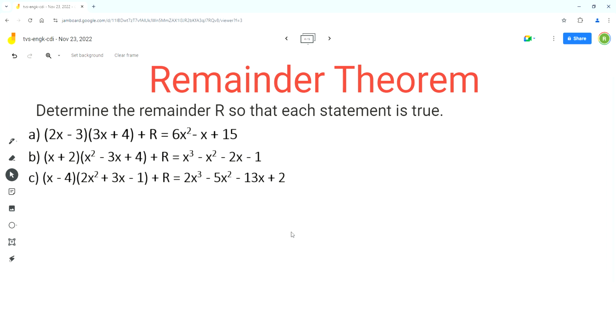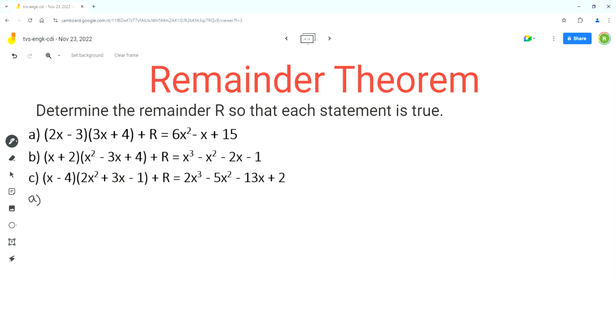So in this video, we'll solve this problem using the concepts of polynomial functions. As per the problem, determine the remainder r so that each statement is true. We are given these three equations and we have to find the value of r in each of these equations. So let's start with part A.